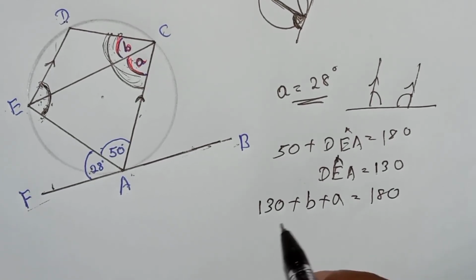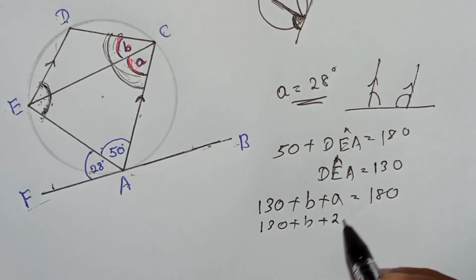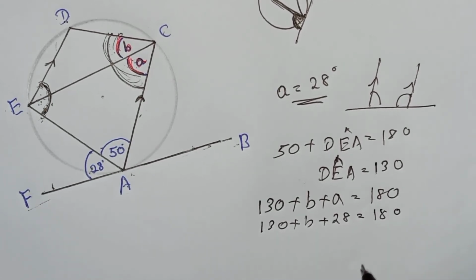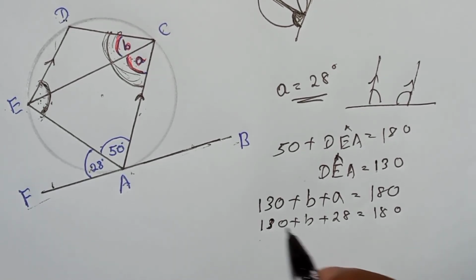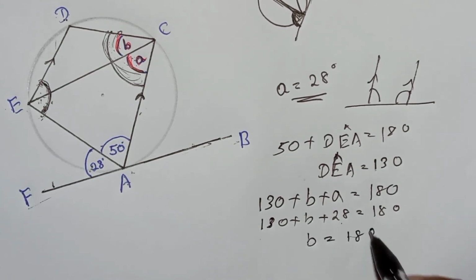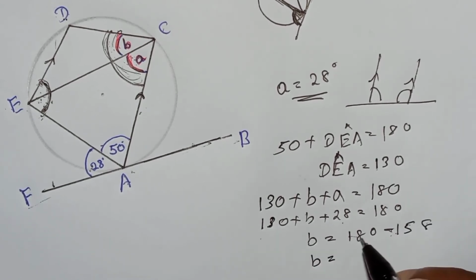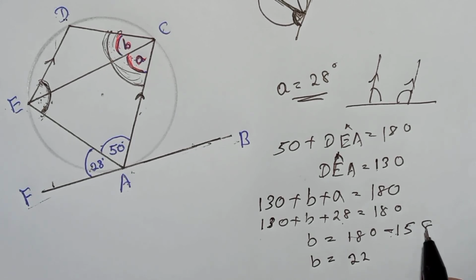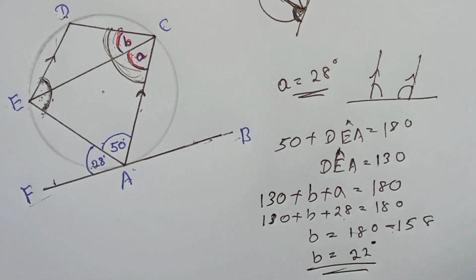So again here A we know, 130 plus B, A we already got, it is 28, equals 180 here. So when you add these two together, 130 plus 28 means 158. 158 I will bring to this side, right? Minus 158. So B will be 180 minus 158. So it will be 22. 180 minus 158, right? So this is the answer for B, right?